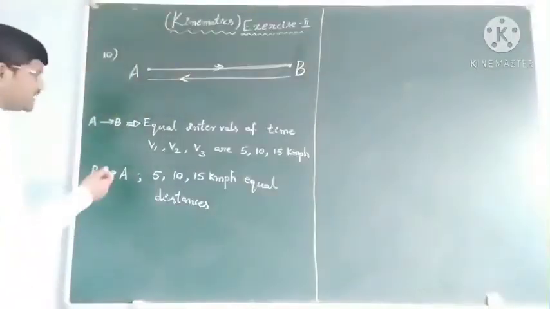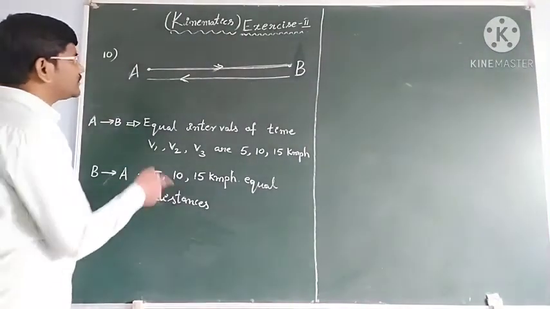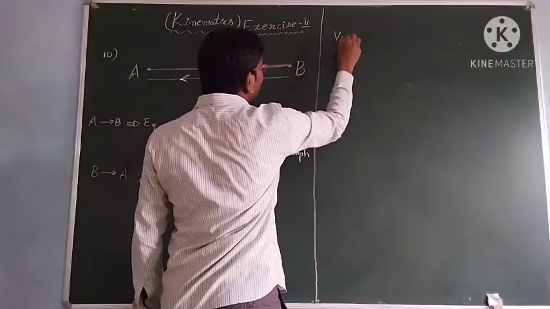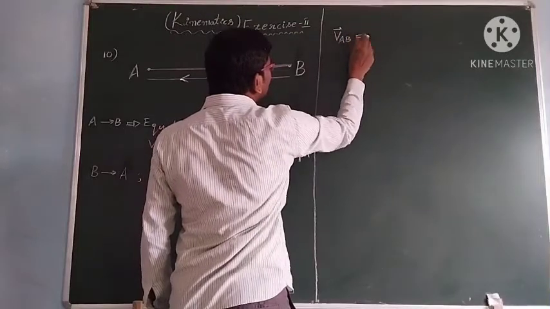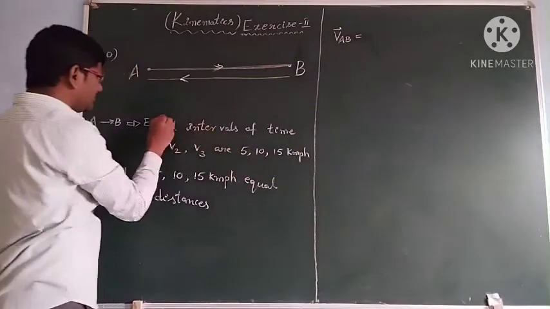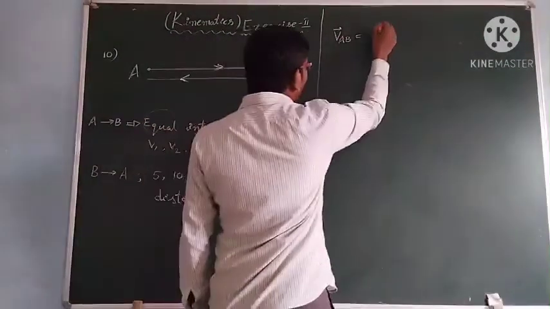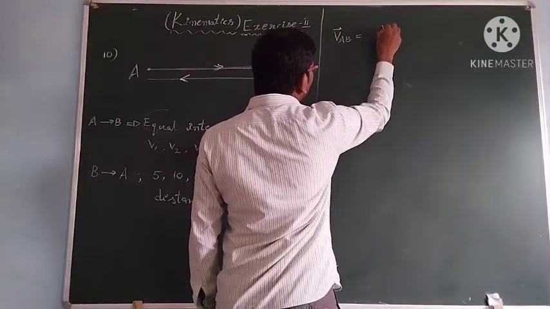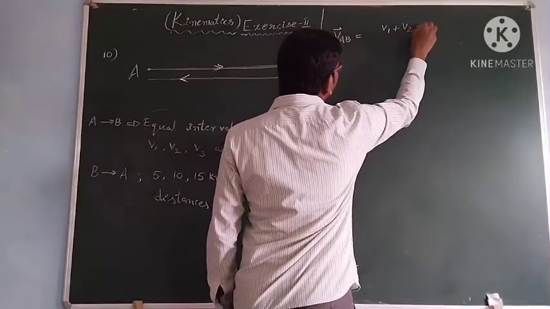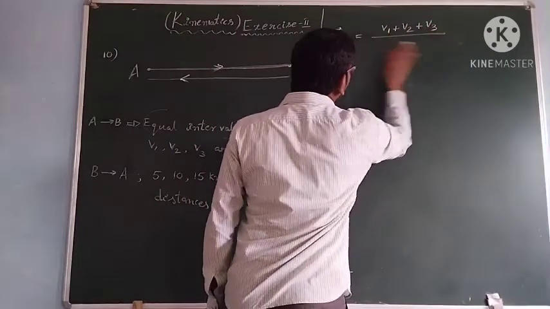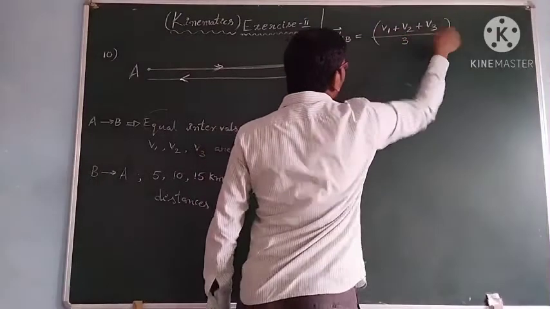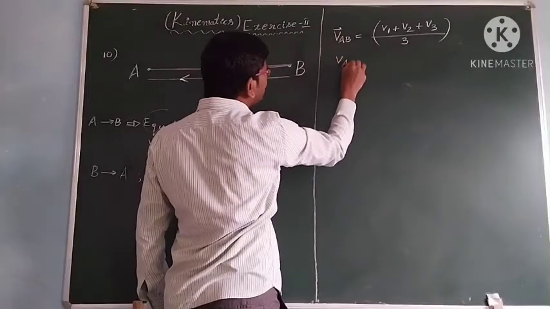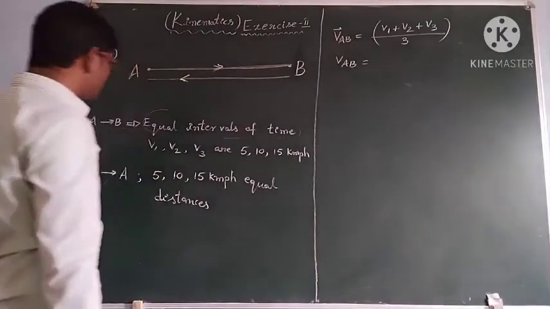Okay, now see students, A to B has equal time intervals. So first I will find the average speed for A to B. When time intervals are equal, the average speed is equal to the sum of the speeds divided by the number of speeds, that is V1 plus V2 plus V3 by 3. So the average speed for A to B is V1 plus V2 plus V3.